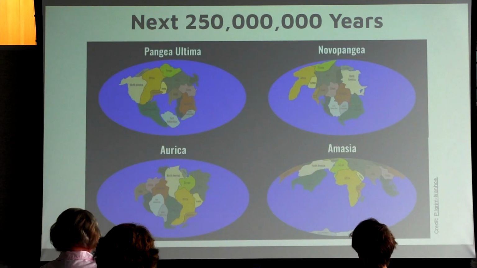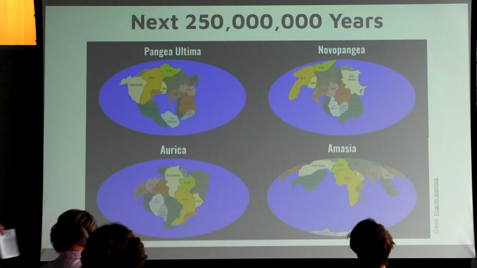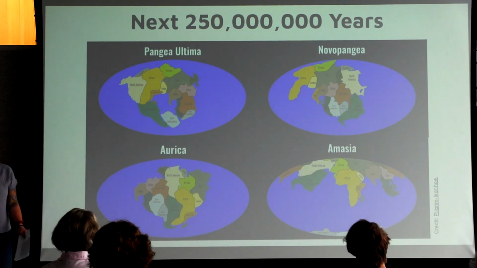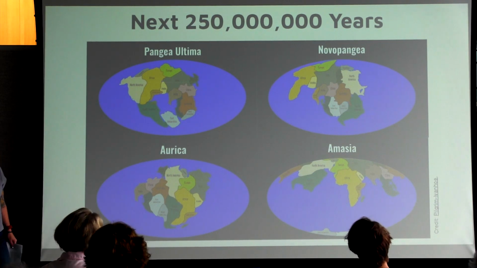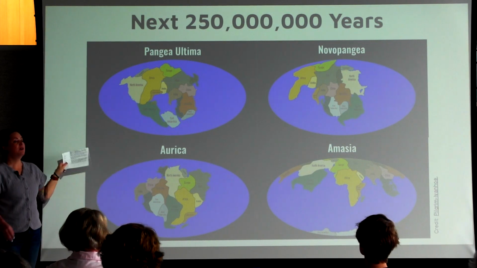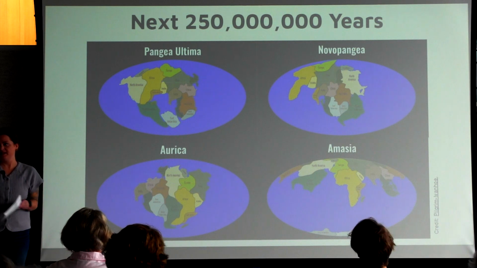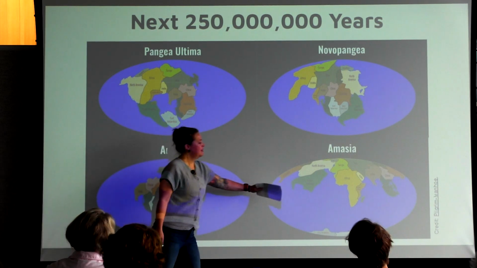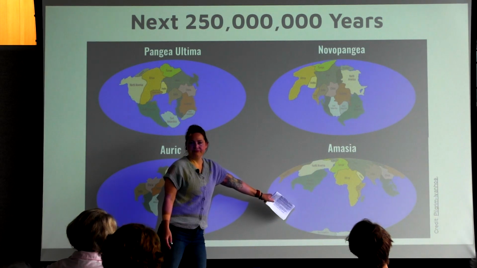And one more, just for fun. 250 million years from now, all of our plates will come together in another supercontinent. Now, because we have no idea exactly what the plates will do, there are 4 current models of what this next supercontinent will look like. I will tell you, Amasia has the most support.